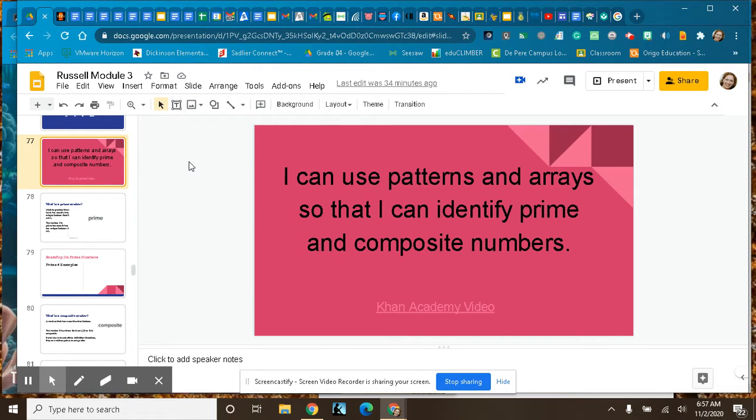We are talking about Module 3, Lesson 8. I can use patterns and arrays so that I can identify prime and composite numbers. This is going to be important to you because it makes you feel more comfortable with numbers, so that you understand numbers a little bit better. Let's look at our Khan Academy video.